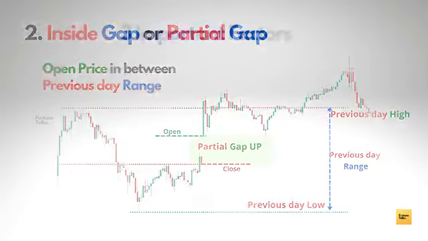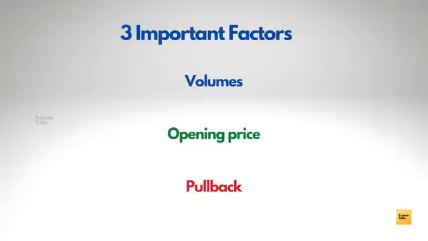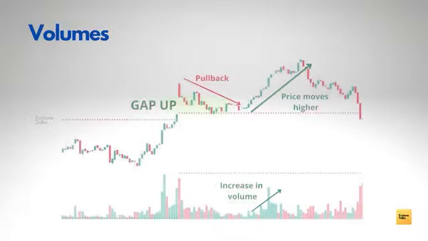So there are 3 main factors we have to monitor to determine whether the gap is real or a trapped gap. These 3 factors are the volume, opening price and the pullback to a particular level. Let's talk about the volume briefly. It is important to watch the volume carefully when determining if a gap is valid or not. So for example, if a stock gaps up, and the volume is also high, and also the price remains above the opening price after the morning pullback, it is an excellent sign that the stock can further go on the upside.